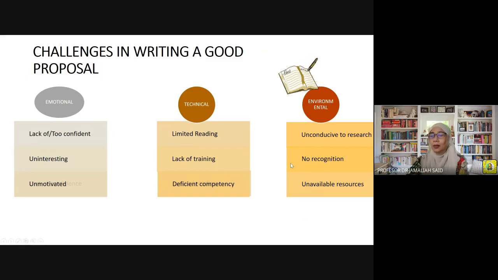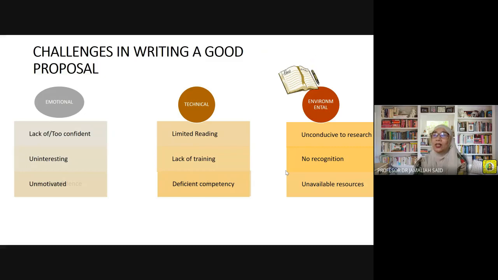Do not be too overconfident. Of course, you need a certain level of confidence for you to proceed. Uninteresting topic, I don't think you will choose a topic that is uninteresting. Okay, then you have technical challenges like limited reading. What else can I do? Read. My suggestion is read.